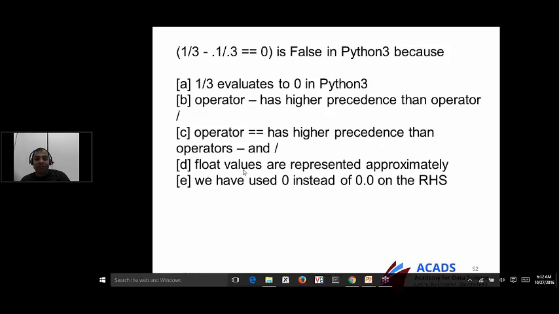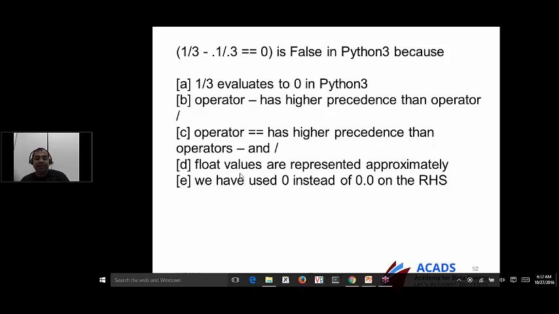And similarly, part E is also not correct because Python can represent 0 exactly. 0 is one number which is represented exactly in all the languages. Otherwise, life will be very difficult.